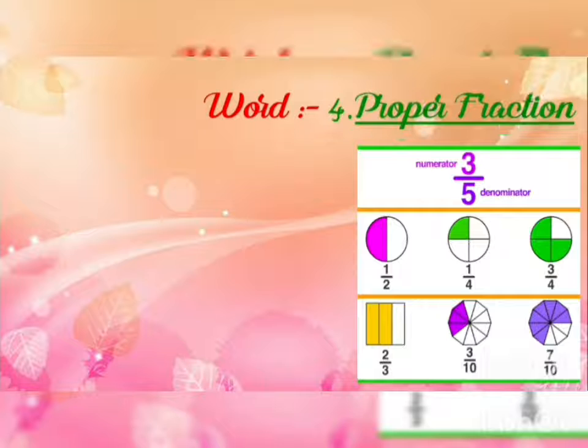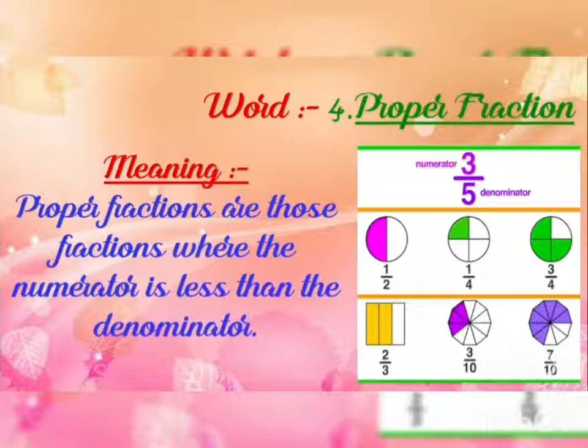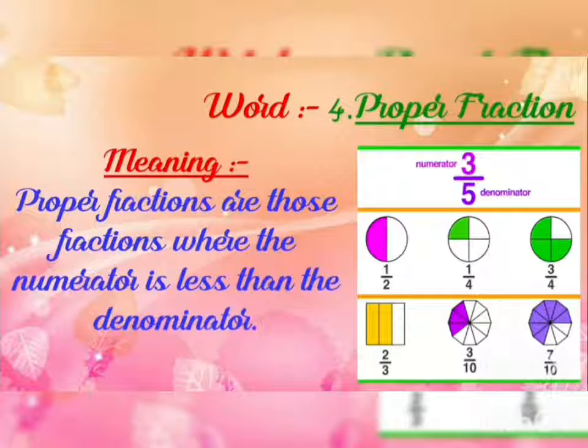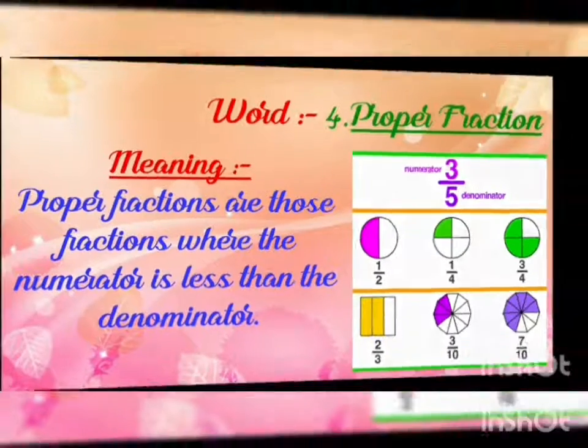Proper fraction. These are the different types of fractions which you will study in this chapter. So let's get familiar with them. Proper fractions are those fractions where the numerator is less than the denominator. That means the number above the fraction line is smaller than the number below. For example, here you can see 1/2, 1/4, 3/4, 2/3, 3/10 and 7/10. In all these examples, the numerator is always smaller than the denominator. So these fractions are proper fractions.